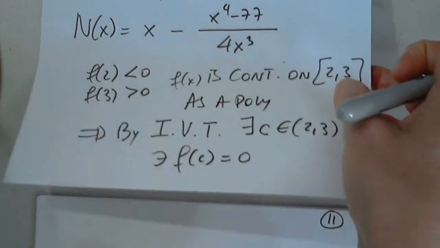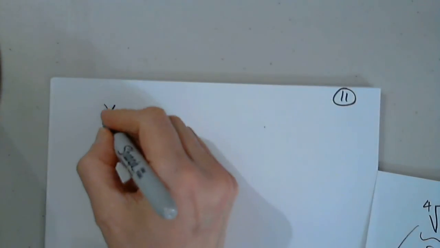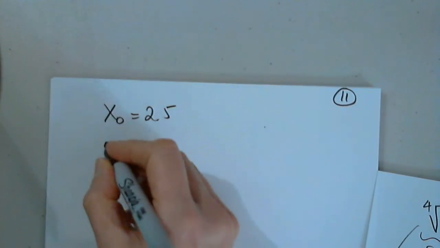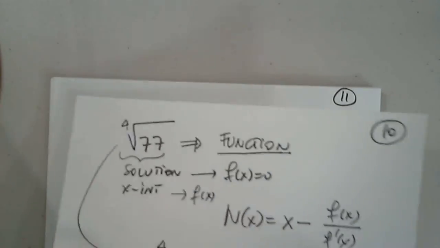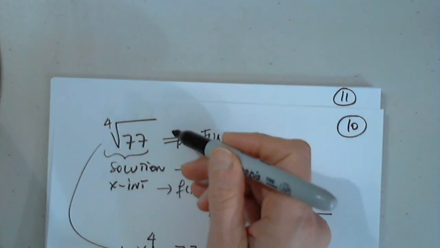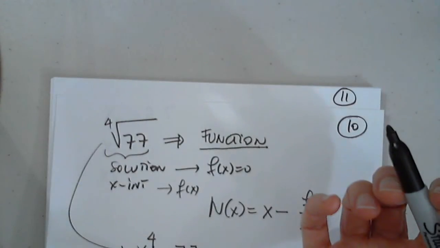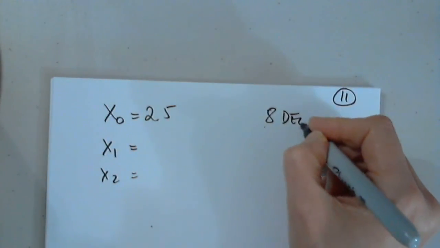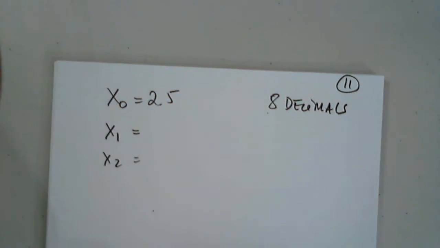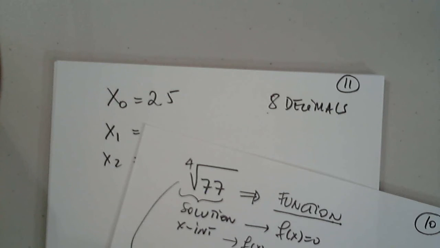I guess 2.5. 2.5, perfect. So we want to start with x0 as 2.5, and we have to find x1, x2. How many decimal digits do they want? Just correct to 8. 8, perfect. Okay, 8 decimals. Okay, so I'm gonna share my screen again and copy the function.